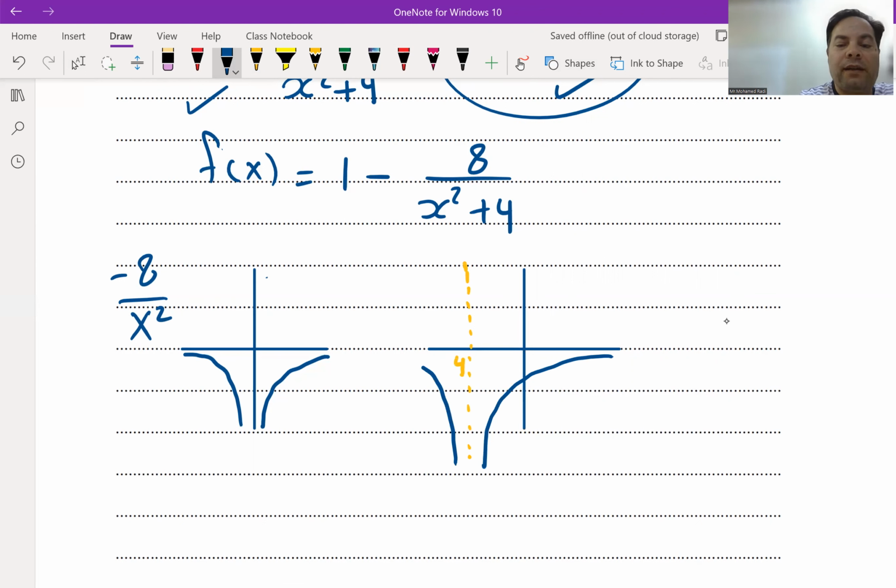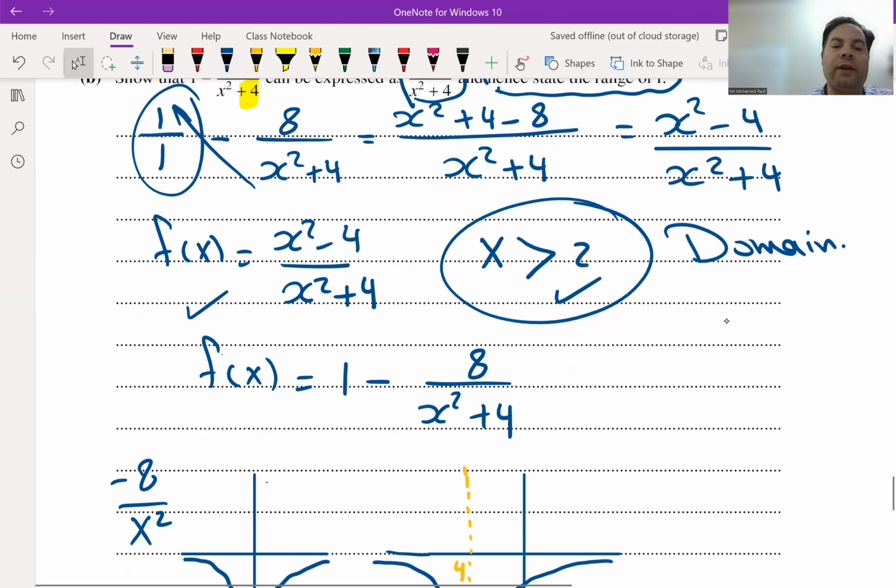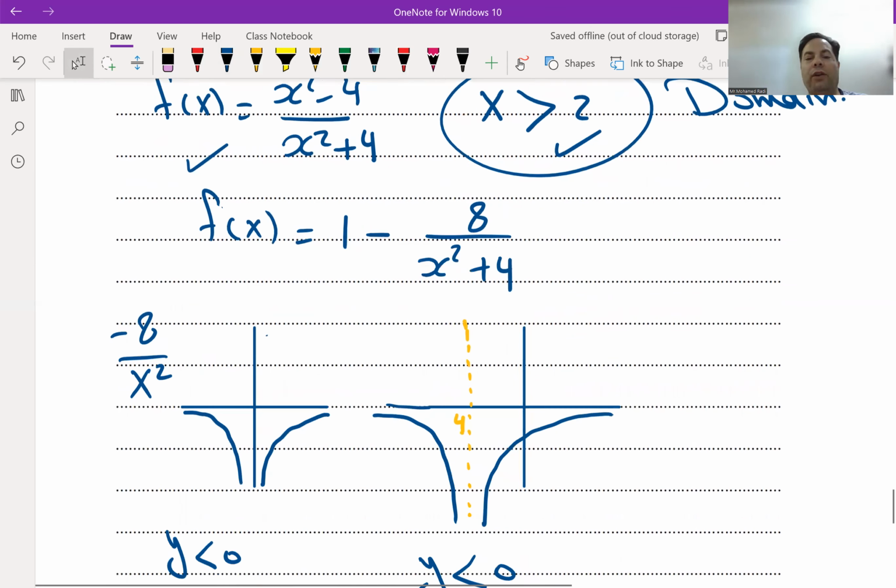Still, if I ask about the range, y less than 0. The range y less than 0. Translation horizontally, left or right, there is no change. Still the range is less than 0. The next step is plus 1. Plus 1 means move up, shift up 1 unit. We'll start to shift the graph up 1 unit.